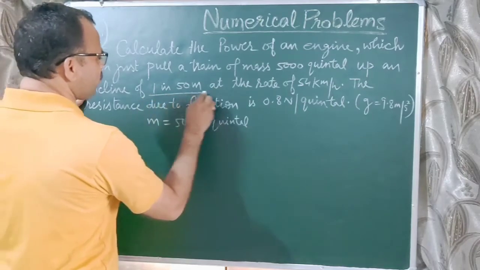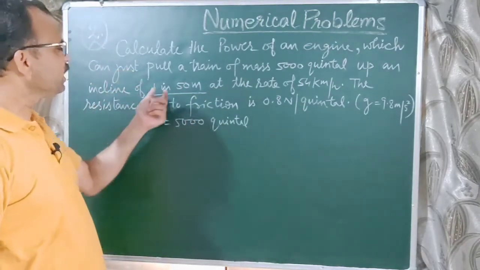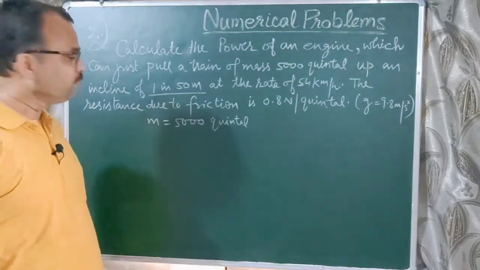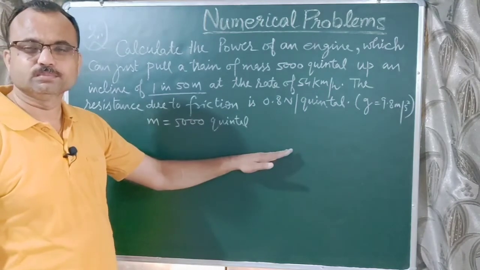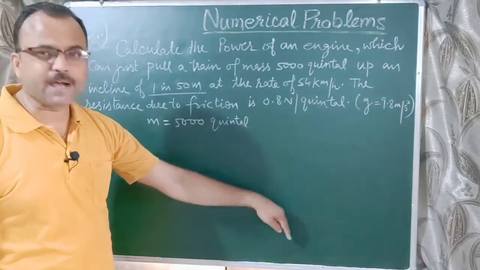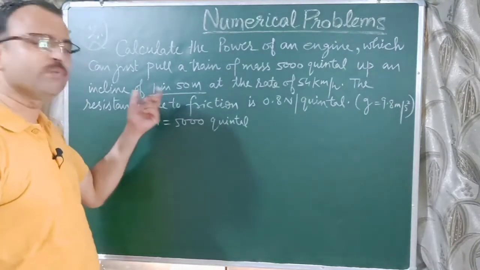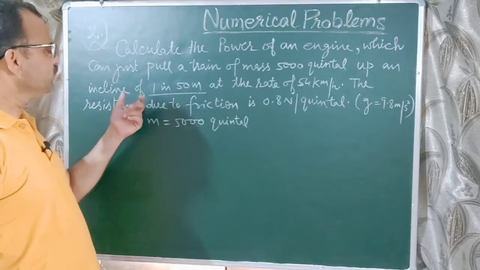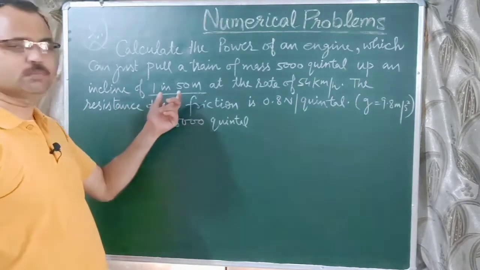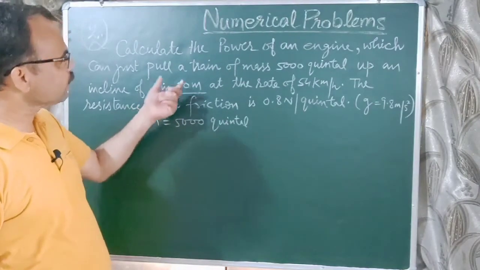This is very important to see here. Pay your attention. What is 1 in 50? It means when a train covers 50 meters on the inclined plane, its vertical height from the horizontal is 1. It is the value of sin theta. Keep in mind that when you see it in this form, it is the value of sin theta. So sin theta equal to 1 upon 50.